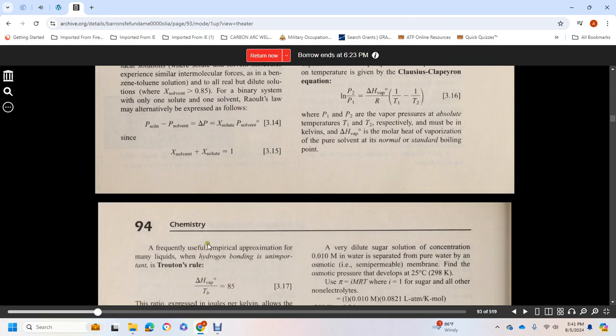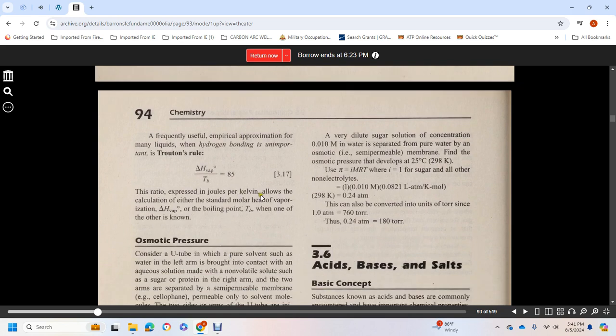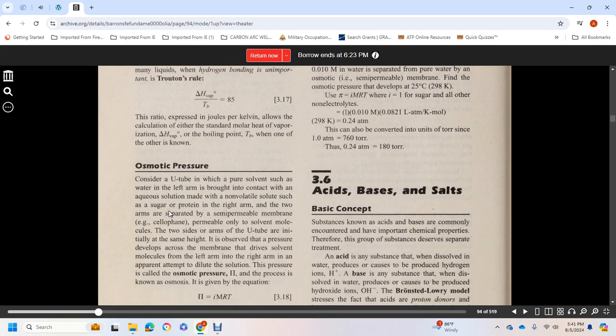We can use an empirical approximation for many liquids where hydrogen bonding is not important: Trouton's rule. The molar heat of vaporization of the pure solvent at the normal standard boiling point over the absolute boiling temperature Tb is approximately equal to 85 joules per mole Kelvin. The ratio allows for the calculation of the standard molar heat of vaporization or the boiling point Tb when one of the others is not known.